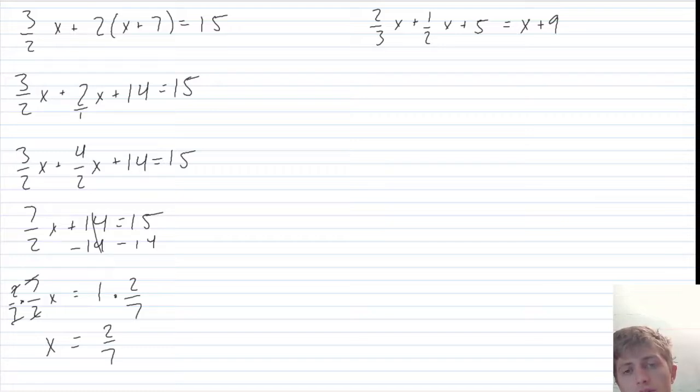First of all, it's usually better to get the x's all on the same side. So let's move this x over here. How do we do that? We'll subtract an x from each side, minus x, which gives us 2/3 x plus 1/2 x minus x plus 5 equals 9. We can go ahead and move the 5 over as well, so we have all the x's on one side.